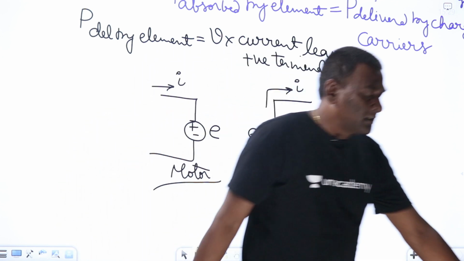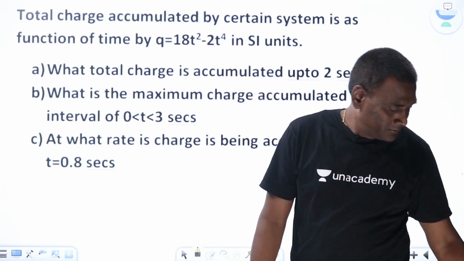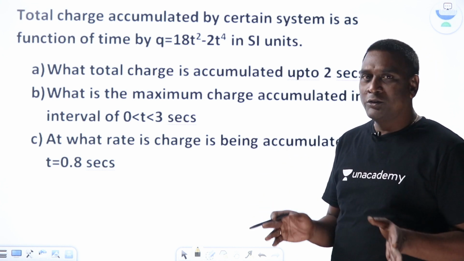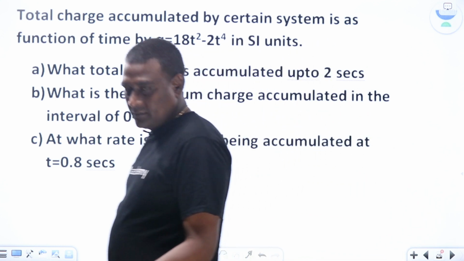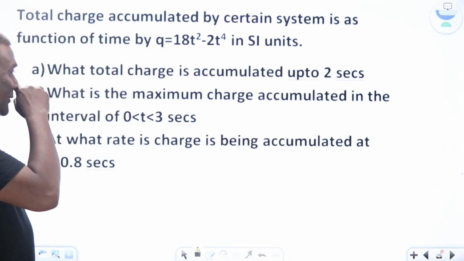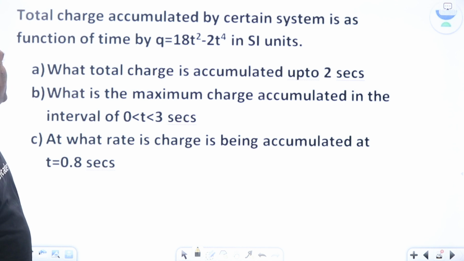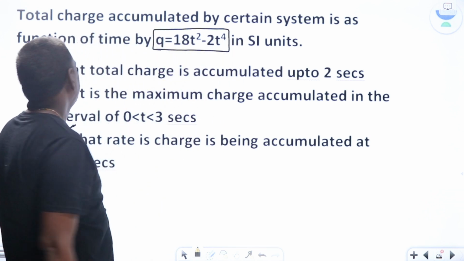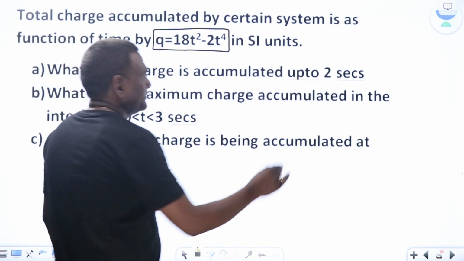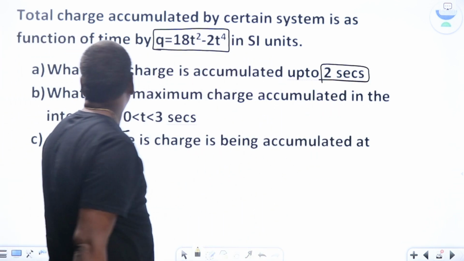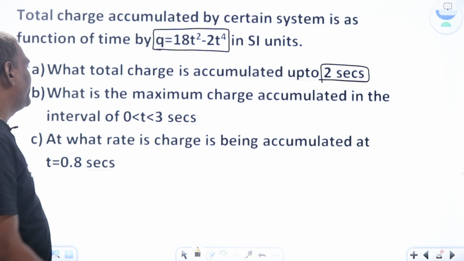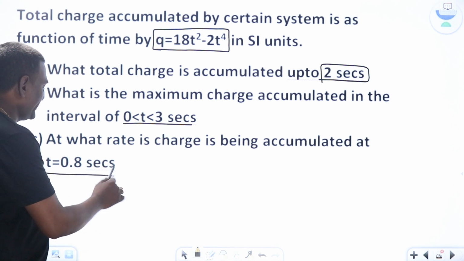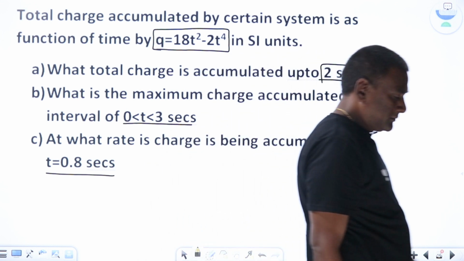Anyway, let us start solving one small problem. This is a basic question, but as I told you, our basics should be strong. Try to solve. Total charge accumulated by a certain system is a function of time. What total charge is accumulated up to 2 seconds? And what is the maximum charge accumulated in the interval between 0 to 3 seconds? At what rate is charge being accumulated at t equal to 0.8 seconds? One by one, try to solve.